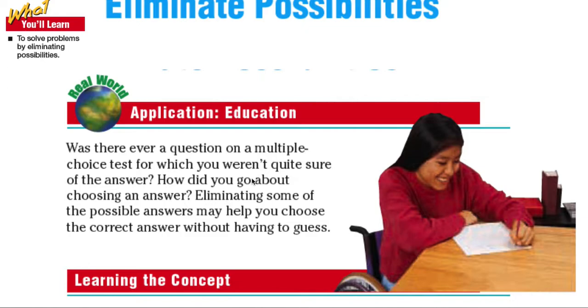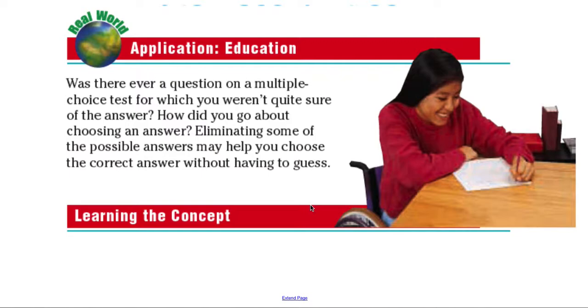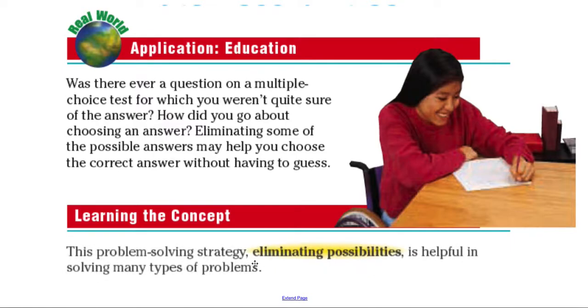Was there ever a question on a multiple choice test for which you weren't quite sure of the answer? How did you go about choosing an answer? Eliminating some of the possible answers may help you choose the correct answer without having to guess. So one method to solve a word problem is what we call eliminating possibilities. This problem-solving strategy is helpful in solving many types of problems.